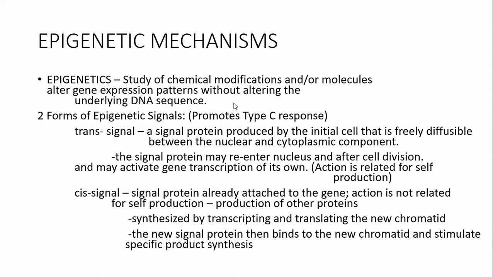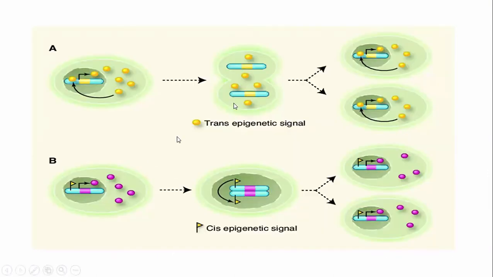The only difference with cis is that it is attached right away. It is not in and out of the cell. It attaches automatically upon initiation. So this is your trans-epigenetic signal. This is the gene that codes for this one. Now it can go in and out of the cell.